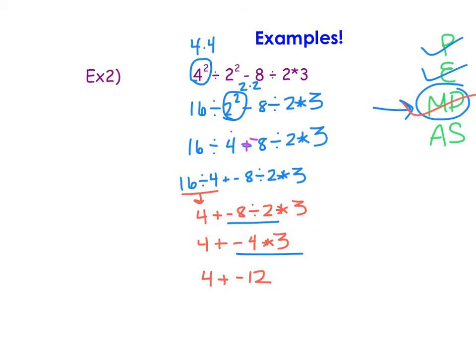So now that I've finished my multiplication and division step, I notice I have one addition left, 4 plus negative 12, which results in negative 8.